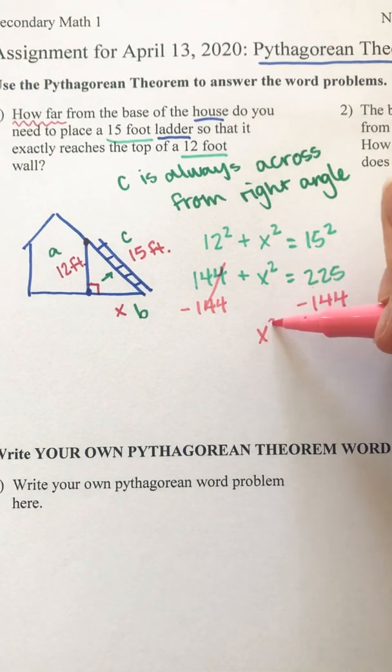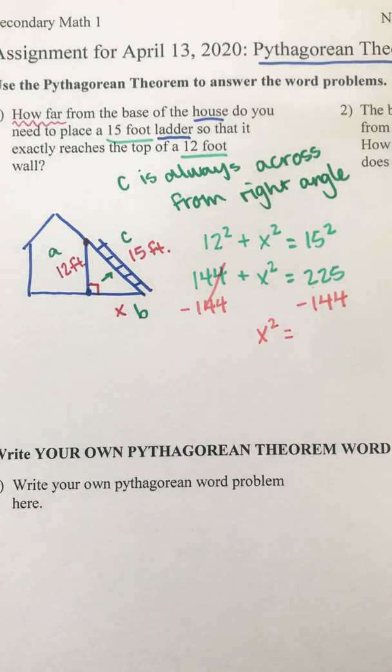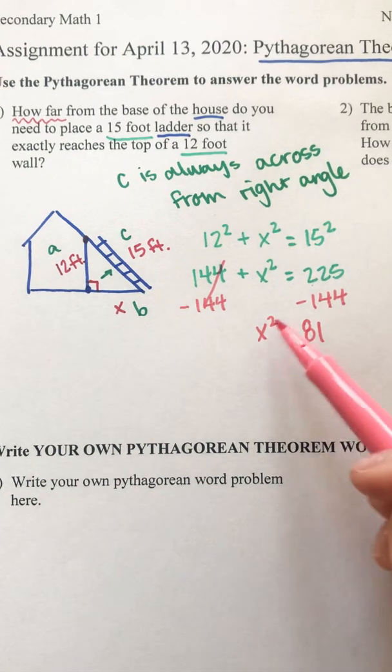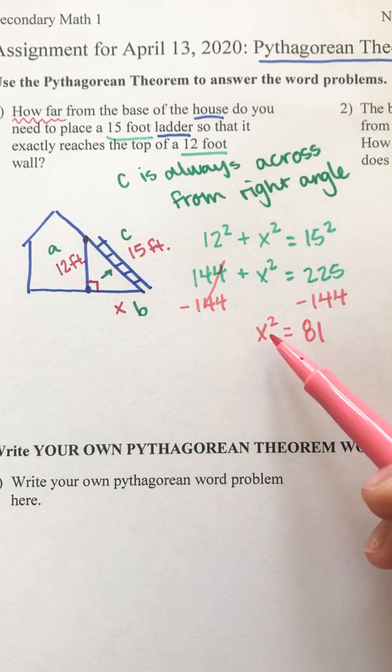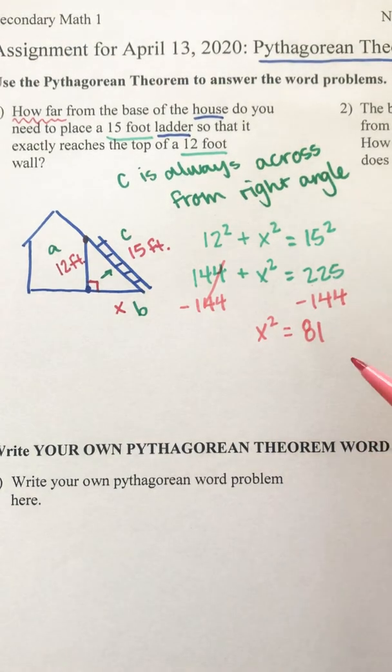Okay, bring down X squared. We haven't done anything with that. And now we have 225 minus 144 is going to be 81. We could have done that in our calculator. Okay, perfect. So my X is not all by itself. Please do not think that X is by itself. It has this little squared attached to it.